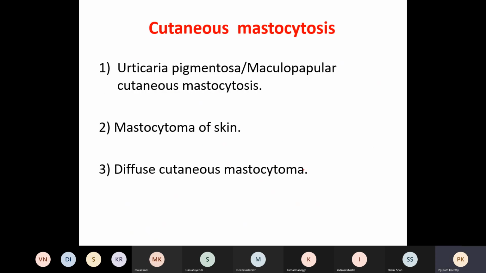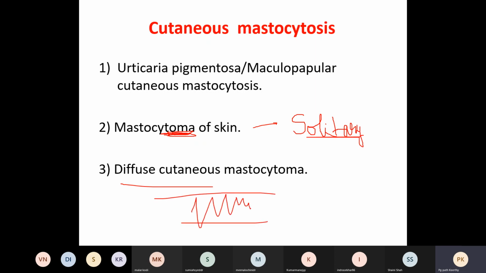So now, what is cutaneous mastocytosis? There are again 3 types of cutaneous mastocytosis. One, I always tell you, what do you mean by -cytoma? Whenever you hear this term, what should come to your mind? It is solitary, meaning single. So in the skin, if you are seeing a single localized lesion, we just call it mastocytoma. Diffuse, obviously the name itself is telling, means it is diffusely involving your entire skin, right?